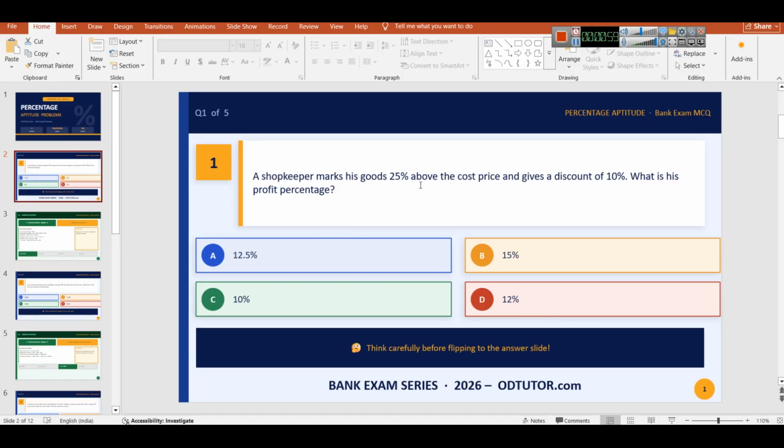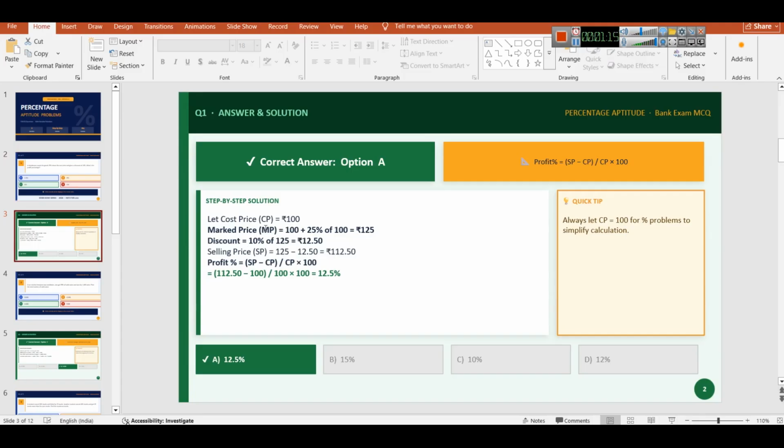So let's say cost price was 100 rupees. Shopkeeper marks his goods 25% above the cost price, and then on that amount they give a discount. So now the answer will be easy for you. So let cost price be 100. In these cases always assume it is 100.